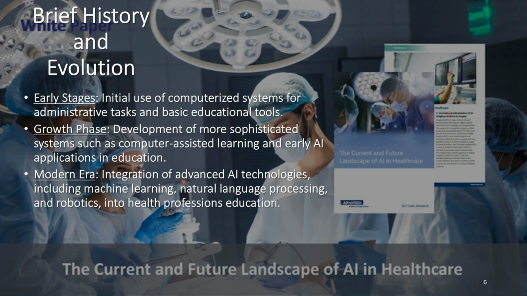We start with a brief history and evolution. In the early stages, there was initial use of computerized systems for administrative tasks and basic educational tools. In the olden days, we introduced computational things for administrative work or basic educational tools. Then in the growth phase, there was development of more sophisticated systems such as computer-assisted learning and early AI applications in education. In the modern era, there is integration of advanced AI technologies, including machine learning, natural language processing and robotics, into health professional education. It is an evolving stage, and currently most applications use this concept. These are the main points in the history behind AI in healthcare and its evolution.